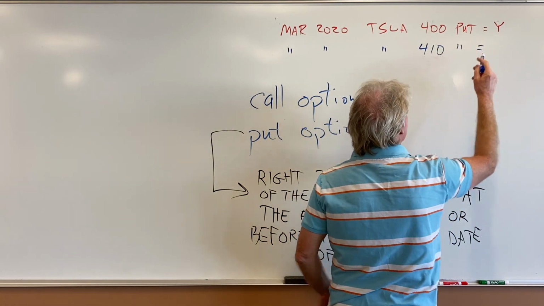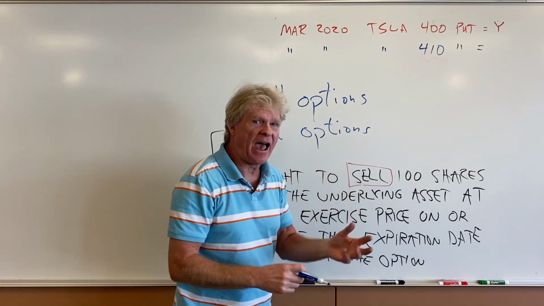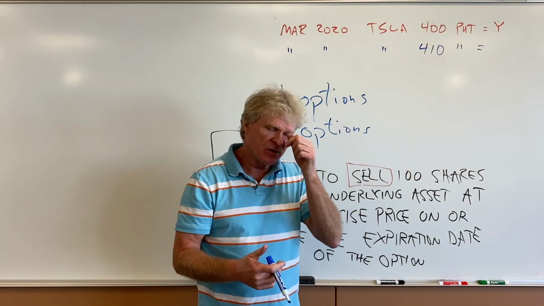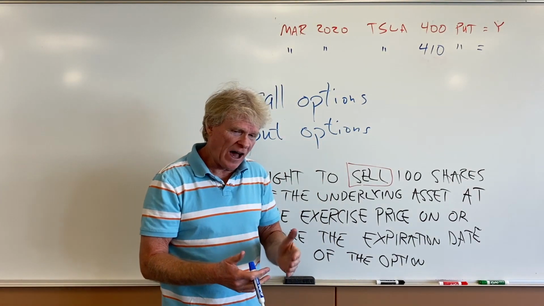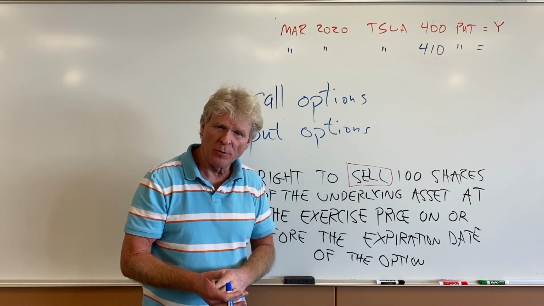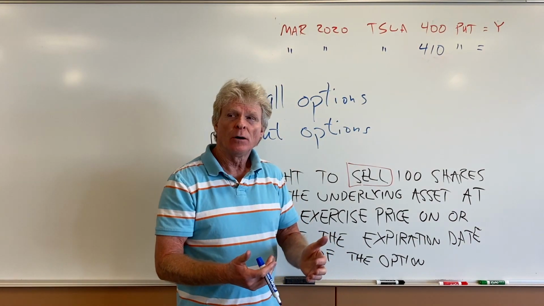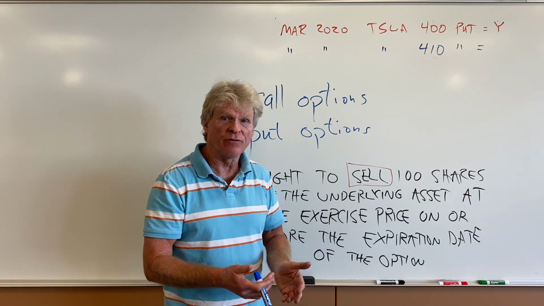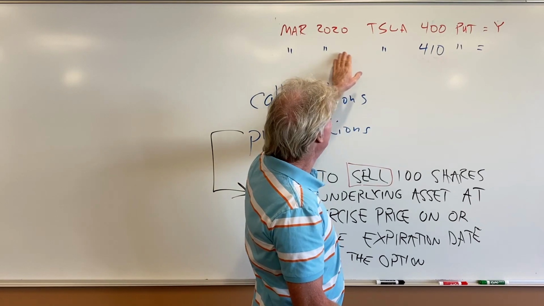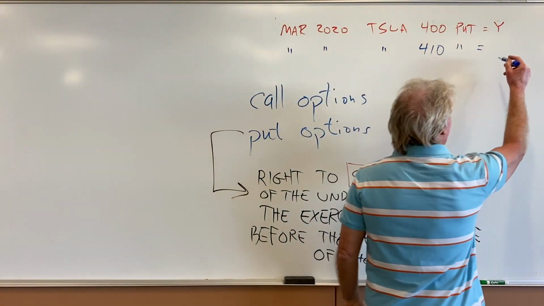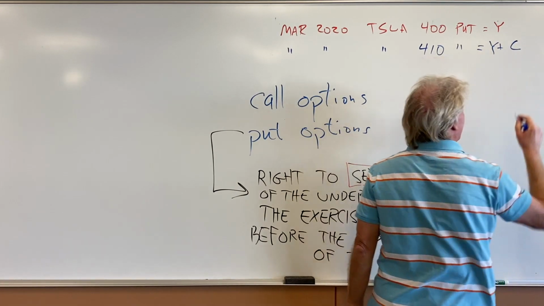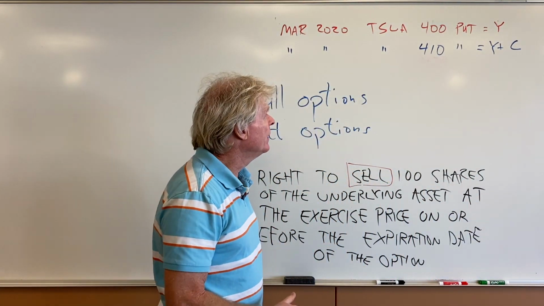And its price, now think about it. What would you rather have if you were just gifted a right to sell something at a specific price? Would you rather be able to sell it at a price of 410 a share or 400 a share? Well, of course, you'd rather have the right to sell at 410 a share. So in this case, we see that the market price of this put in equilibrium would have to be equal to Y plus some additional amount. I'll call that C.